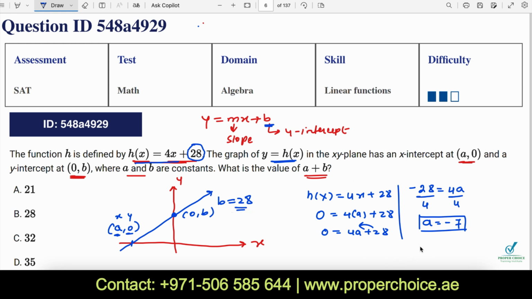What is the value of a plus b then? That is going to be negative 7 plus 28, which equals 21. So that makes sense with option A.